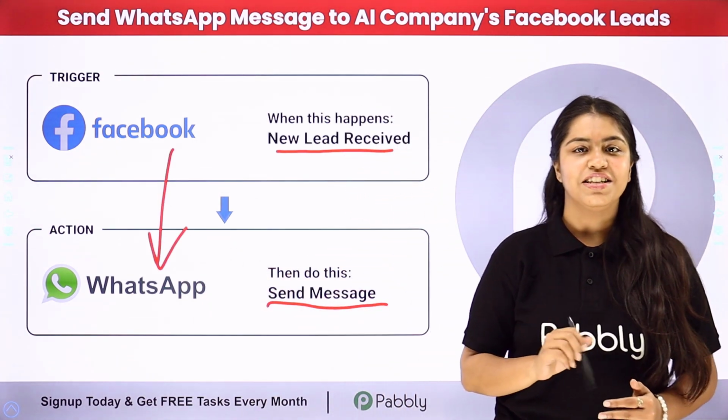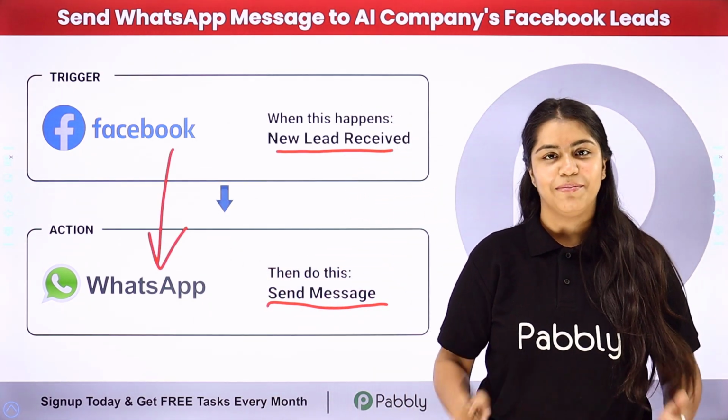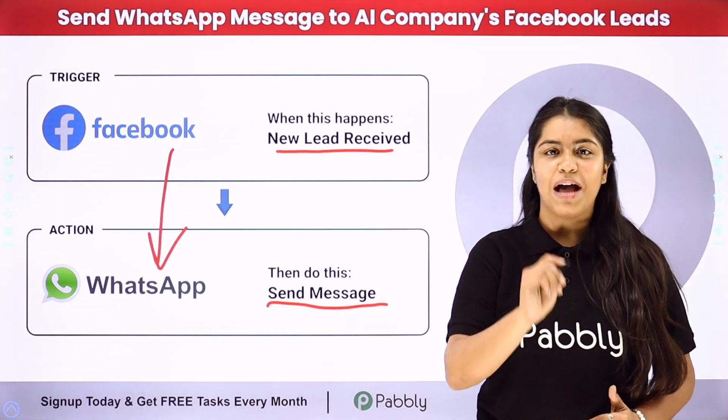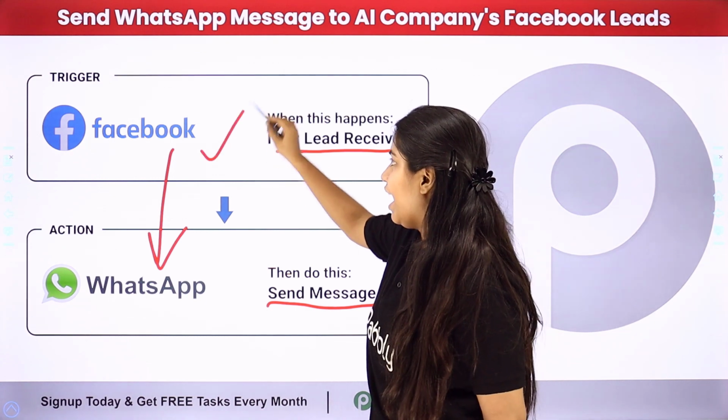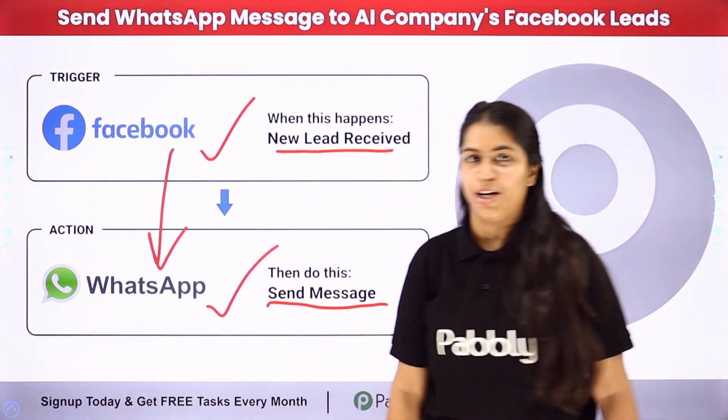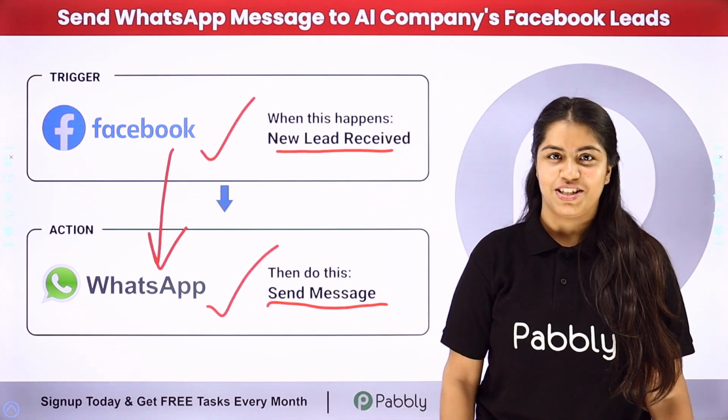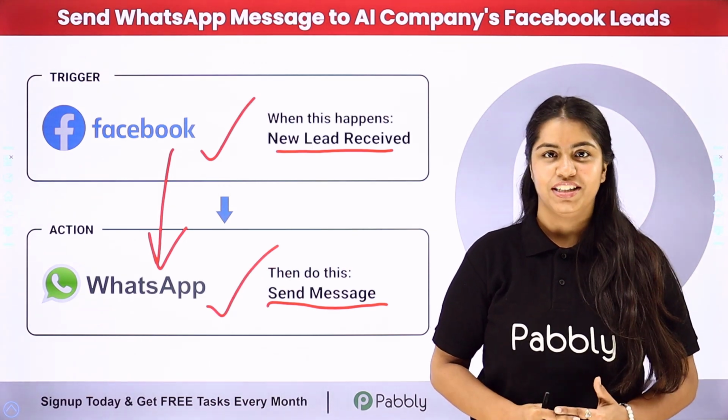To create this integration, we are going to use Pabbly Connect. It is an amazing automation software. In Pabbly, we have the concept of trigger and action. So for trigger, we are going to use Facebook lead ads, and for action, we are using WhatsApp Cloud API. If you want to learn this process step by step, follow me through the screen.